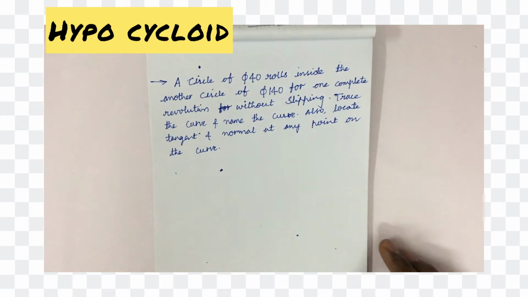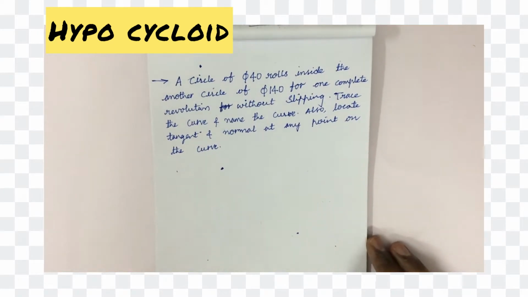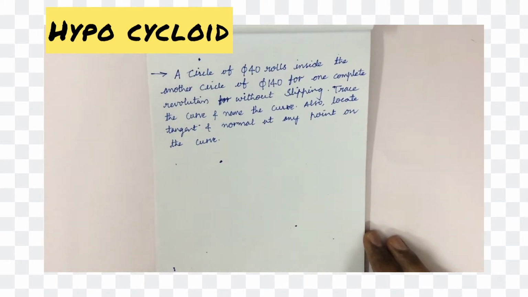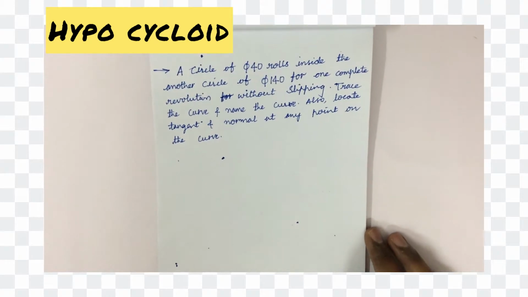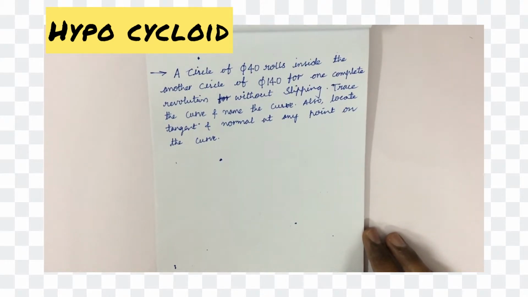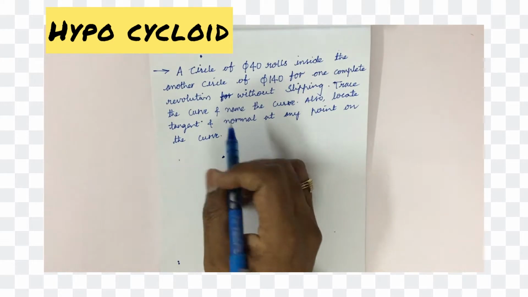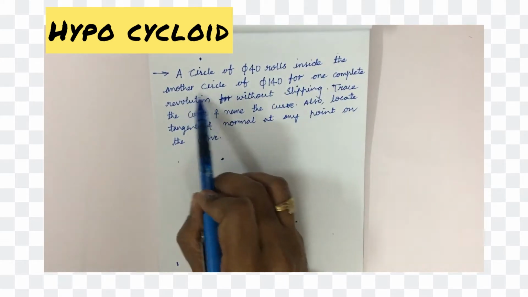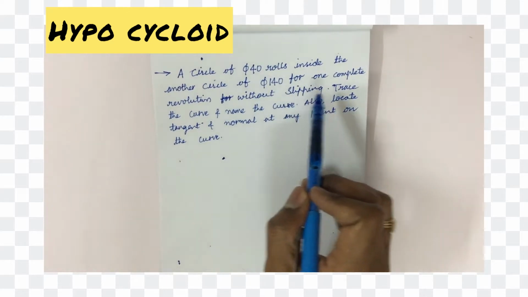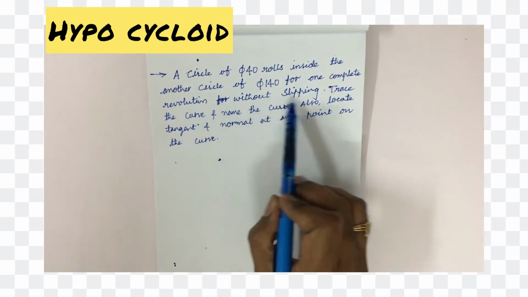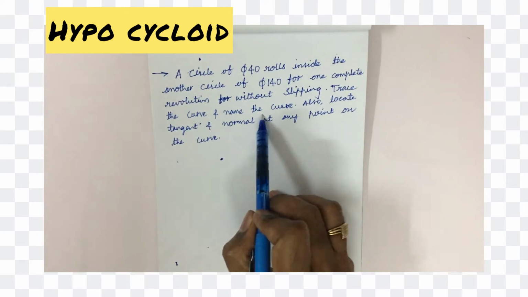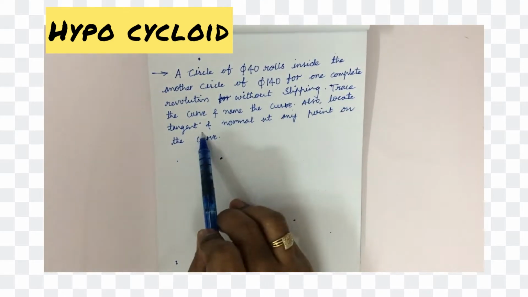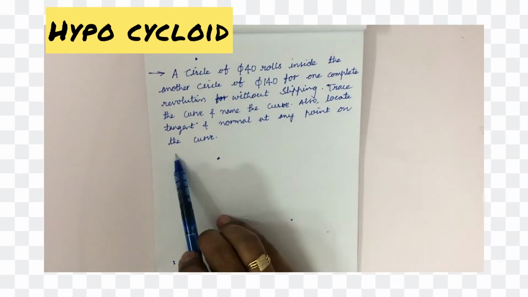In today's video I am going to explain one more concept related to cycloidal curve. Before going to start the construction, let's look at the question and understand which type of curve it belongs to. I have come up with a question here: a circle of dia 40 rolls inside another circle of dia 140 for one complete revolution without slipping. Trace the curve and name the curve and also locate tangent and normal at any point on the curve.